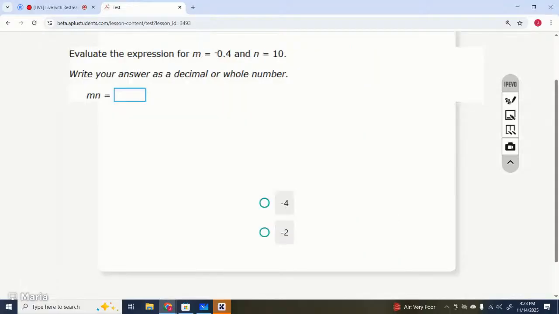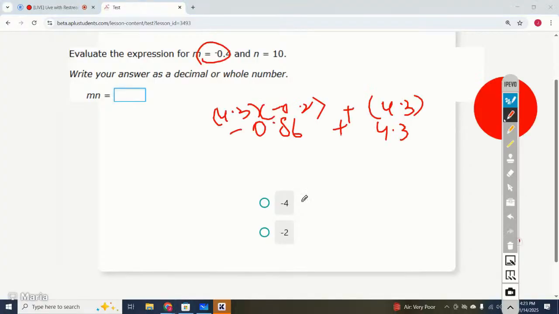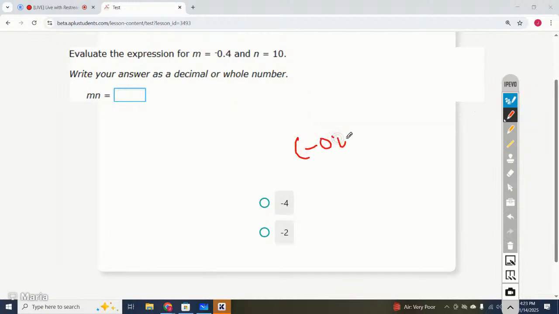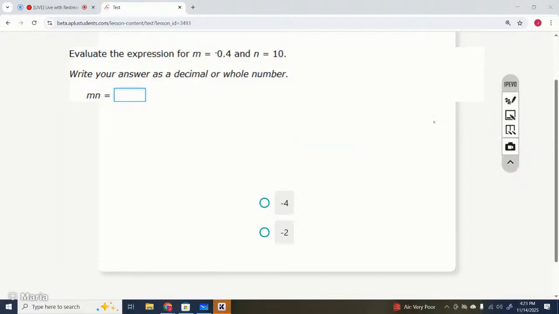Evaluate the expression for m equals negative 0.4 and n equals 10. So let's just replace the values, m times n. M is negative 0.4 and n is 10. So 10 times negative 0.4 is negative 4. Option number 1 is the correct option.